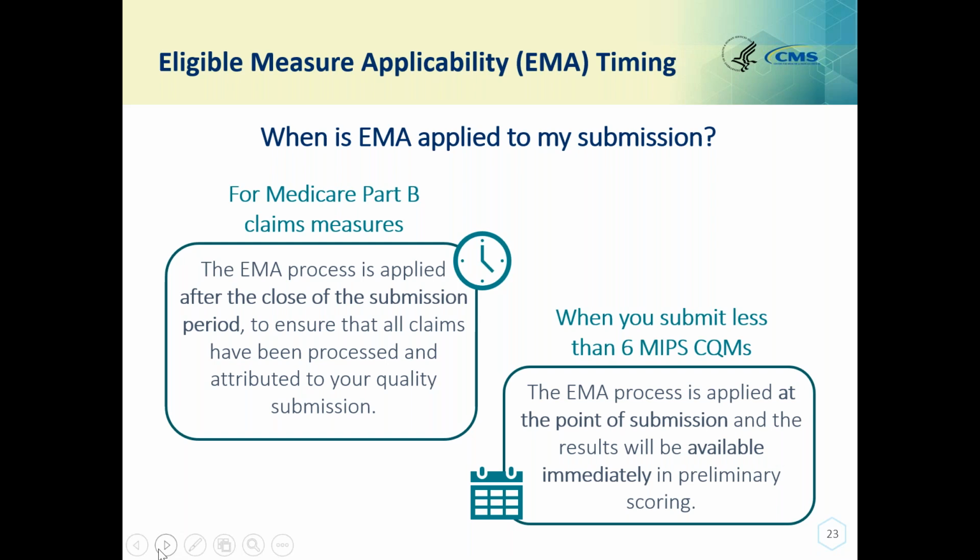And then if you have the MIPS CQMs, alternatively, EMMA is applied at the point of submission, which is exactly what Stephen demoed for you today, both within the QPP interface, and then also you were able to see within the JSON processing on the back end. So that processing, again, on the back end occurs at the end of the submission period for claims. For the registries that submit, it occurs at the point of submission, and there is a process that he just showed you as a way to do a quick verification of that within the system. So next slide, please. Thanks, Lauren.